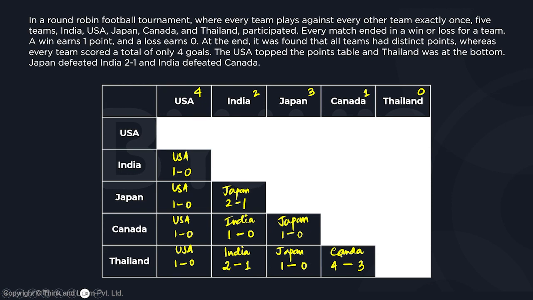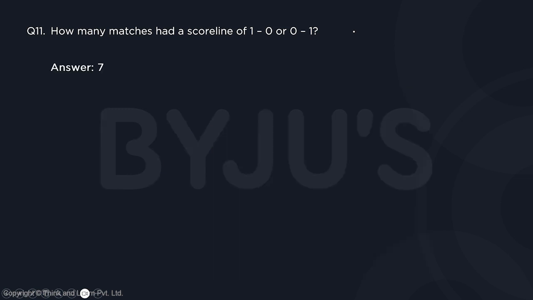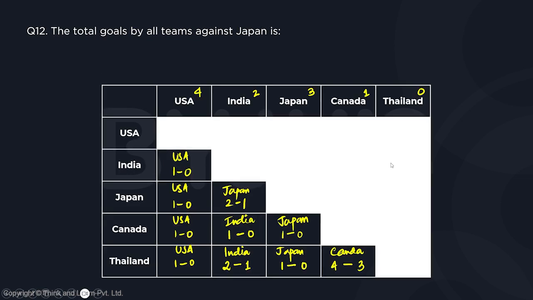Now let's move over to the questions. Question number 11. How many matches had a score line of 1-0 or 0-1? So we can see 1, 2, 3, 4, 5, 6 and 7. So there were 7 matches which had a score line of 1-0 or 0-1. It's a TITA question, so we had to type in 7. 7 is the answer.